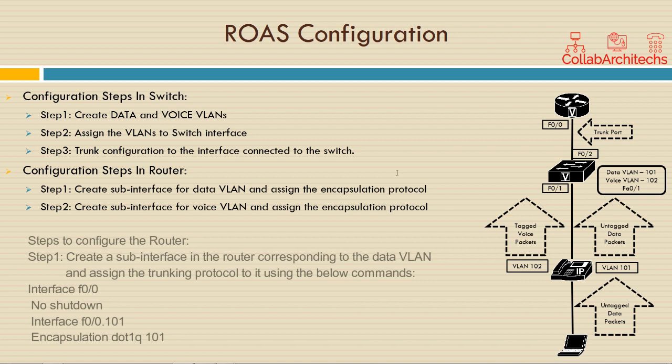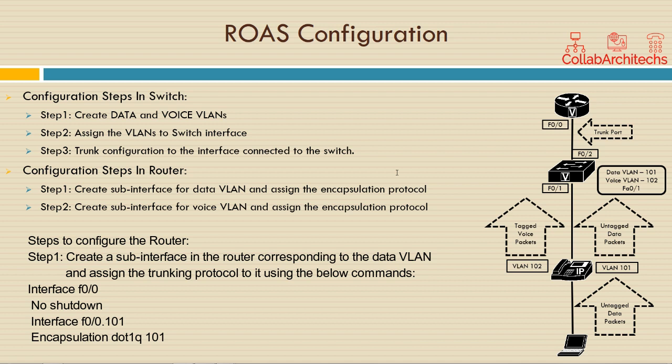Let's now see the steps to configure the router. Step 1. Create a sub-interface in the router corresponding to the data VLAN and assign the trunking protocol to it using the below commands. Go to the interface F0/0 and fire the no shut command. It might be in an administratively shutdown state.